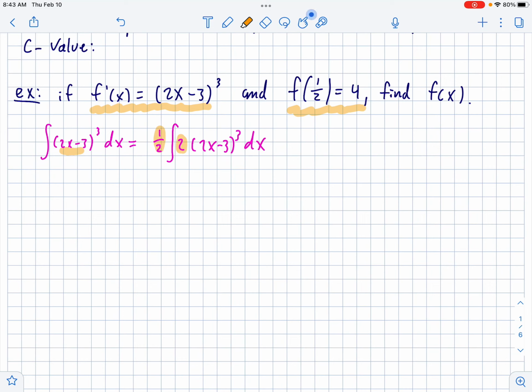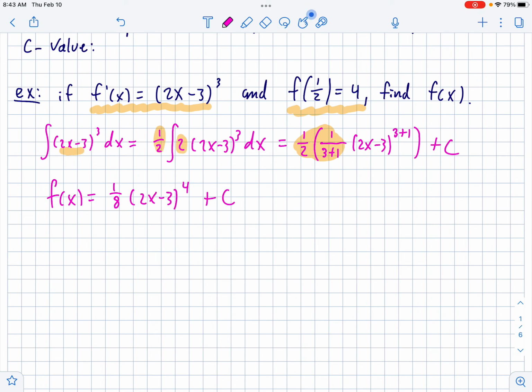Okay, so now let's actually run the integral. So this would be 1/2 times 1 over 3 plus 1, 2x minus 3 to the power of 3 plus 1. So that's the reverse power rule. And then all of this would get a plus c on the end. Now, when you clean up these fractions, you get 1/2 times 1/4, which is 1/8. So that means the original function is 1/8 (2x minus 3) to the power of 4 plus c.